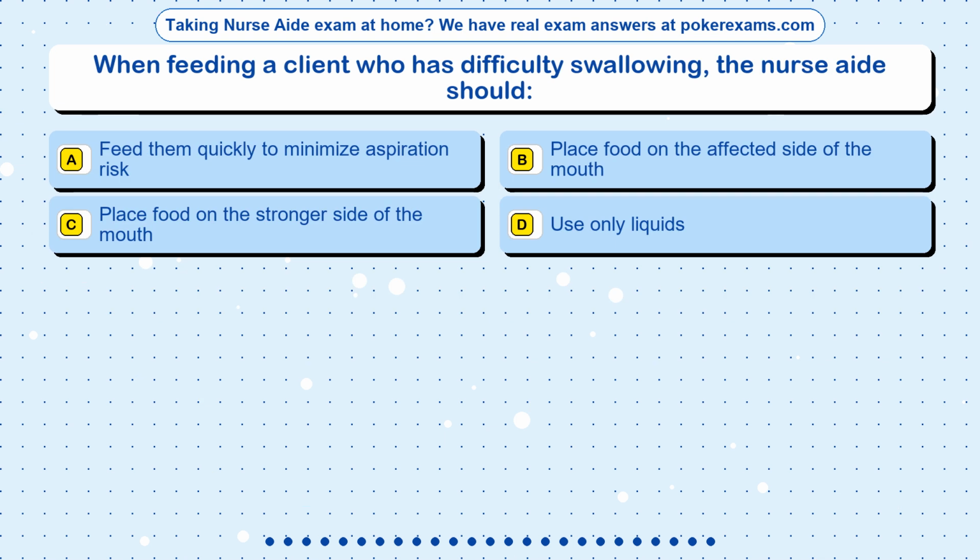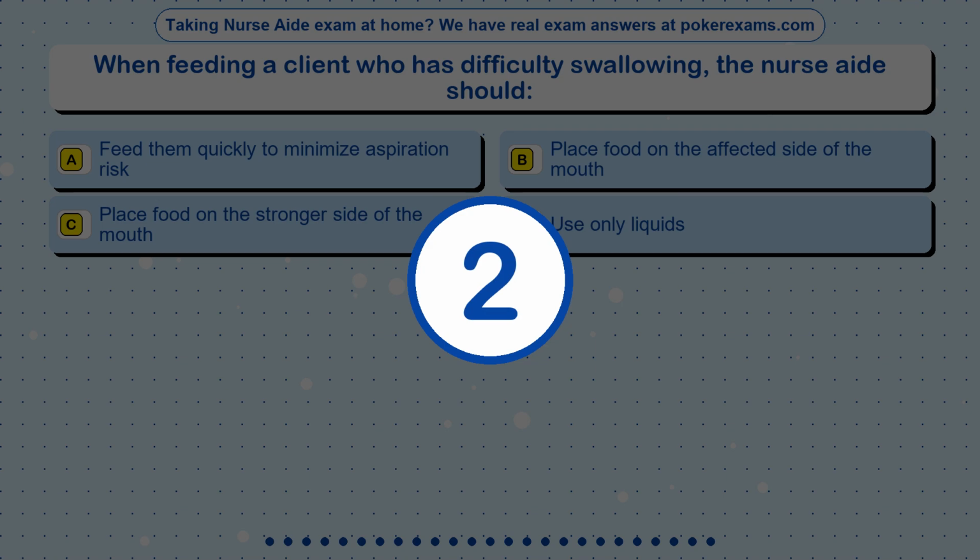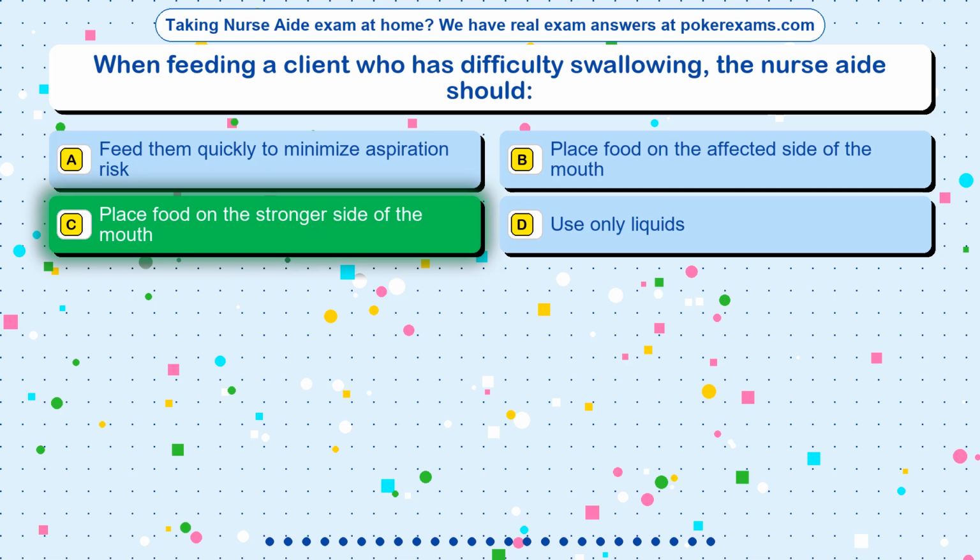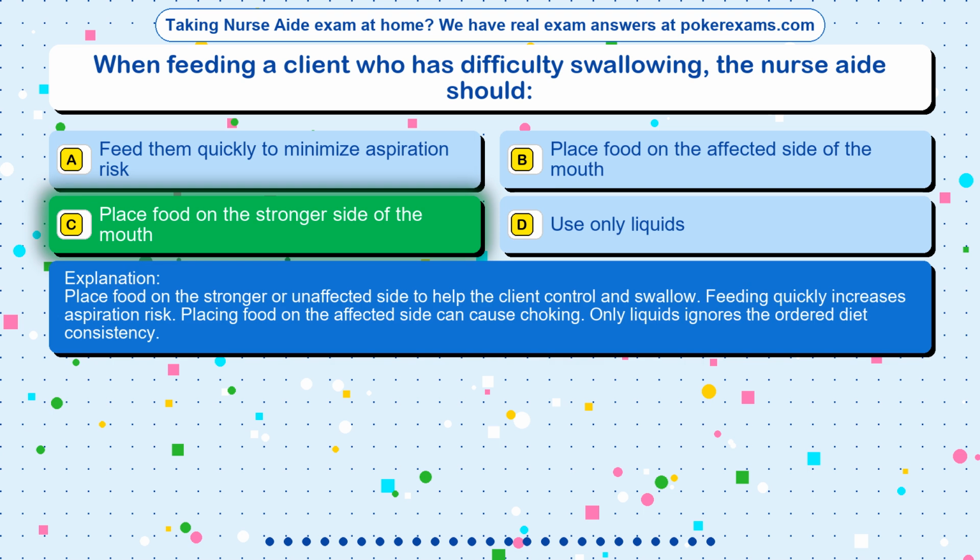Question 22. When feeding a client who has difficulty swallowing, the nurse aide should Option A, feed them quickly to minimize aspiration risk. Option B, place food on the affected side of the mouth. Option C, place food on the stronger side of the mouth. Option D, use only liquids. The correct answer is option C, place food on the stronger side of the mouth. Place food on the stronger or unaffected side to help the client control and swallow. Feeding quickly increases aspiration risk. Placing food on the affected side can cause choking. Only liquids ignores the ordered diet consistency.